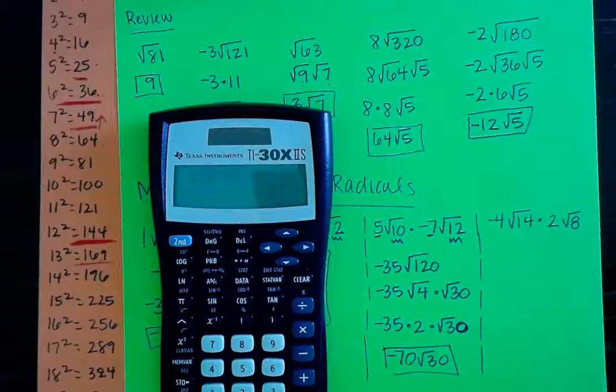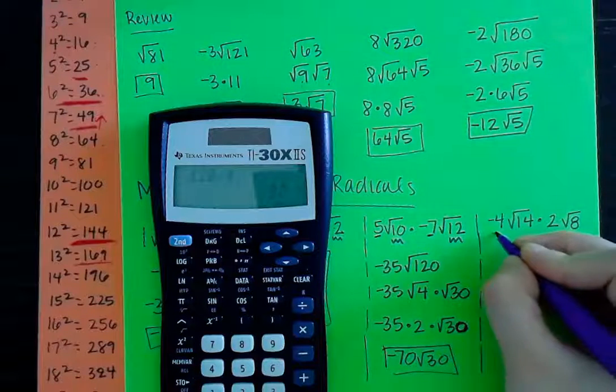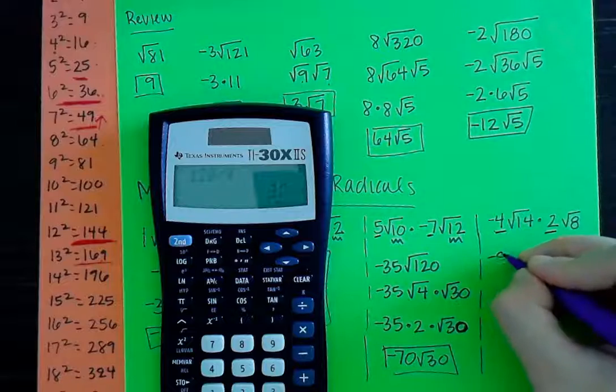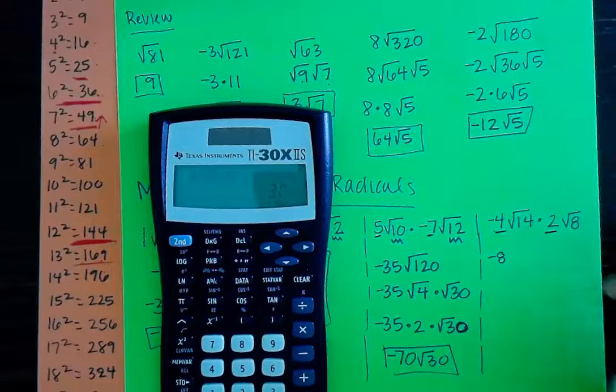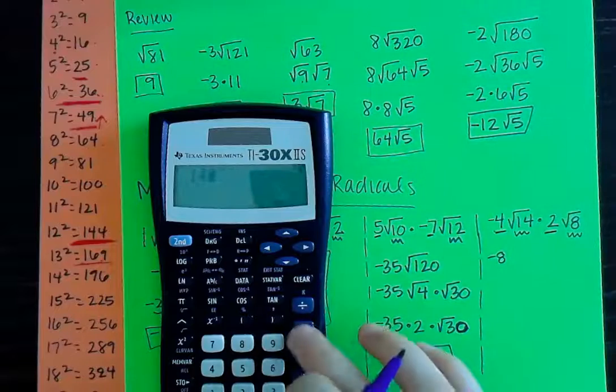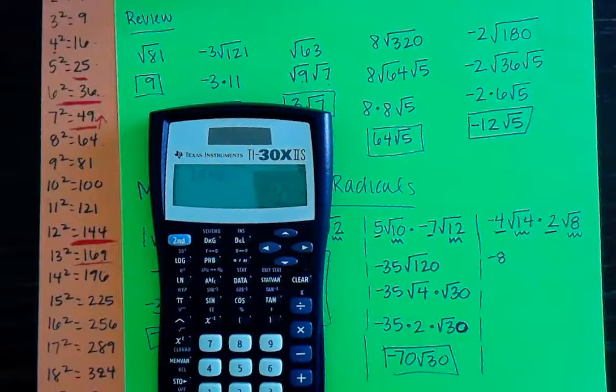So I'm assuming some of you stopped the video, and I'm assuming some of you didn't. You know, that's just sometimes how this works. But I'm going to do it now. So remember the numbers out in front go together. So negative 4 times 2 is negative 8. The numbers on the inside go together. So 14 times 8, 112.